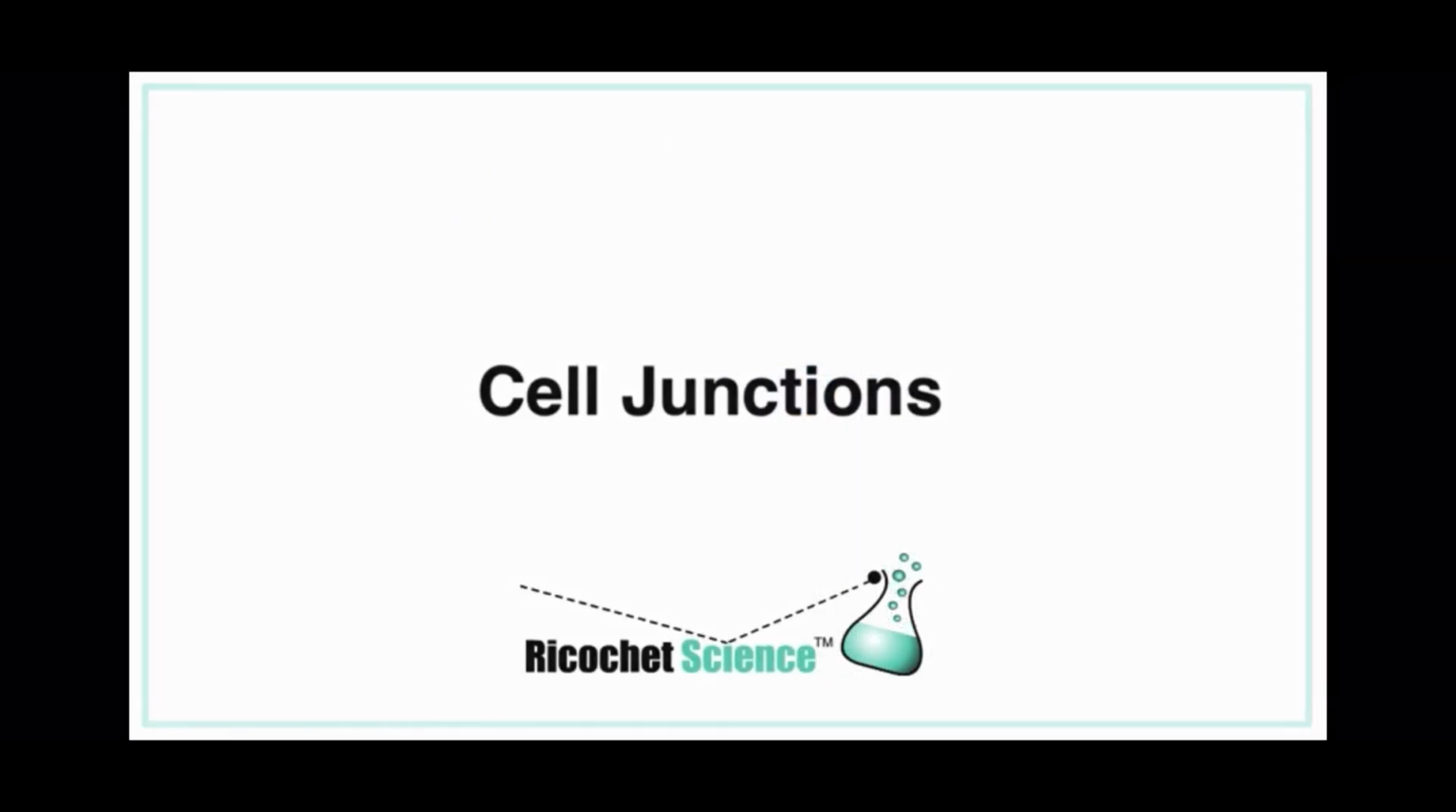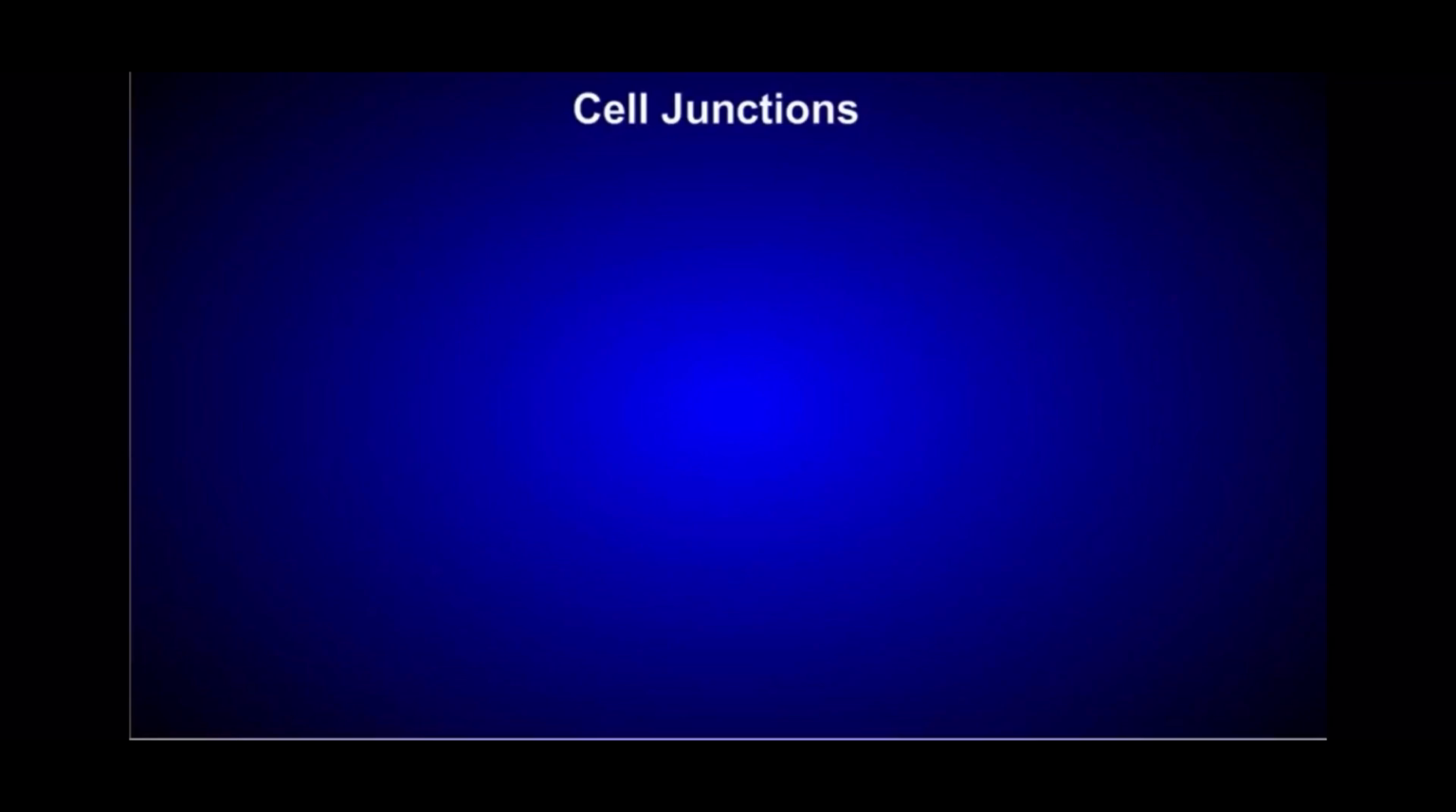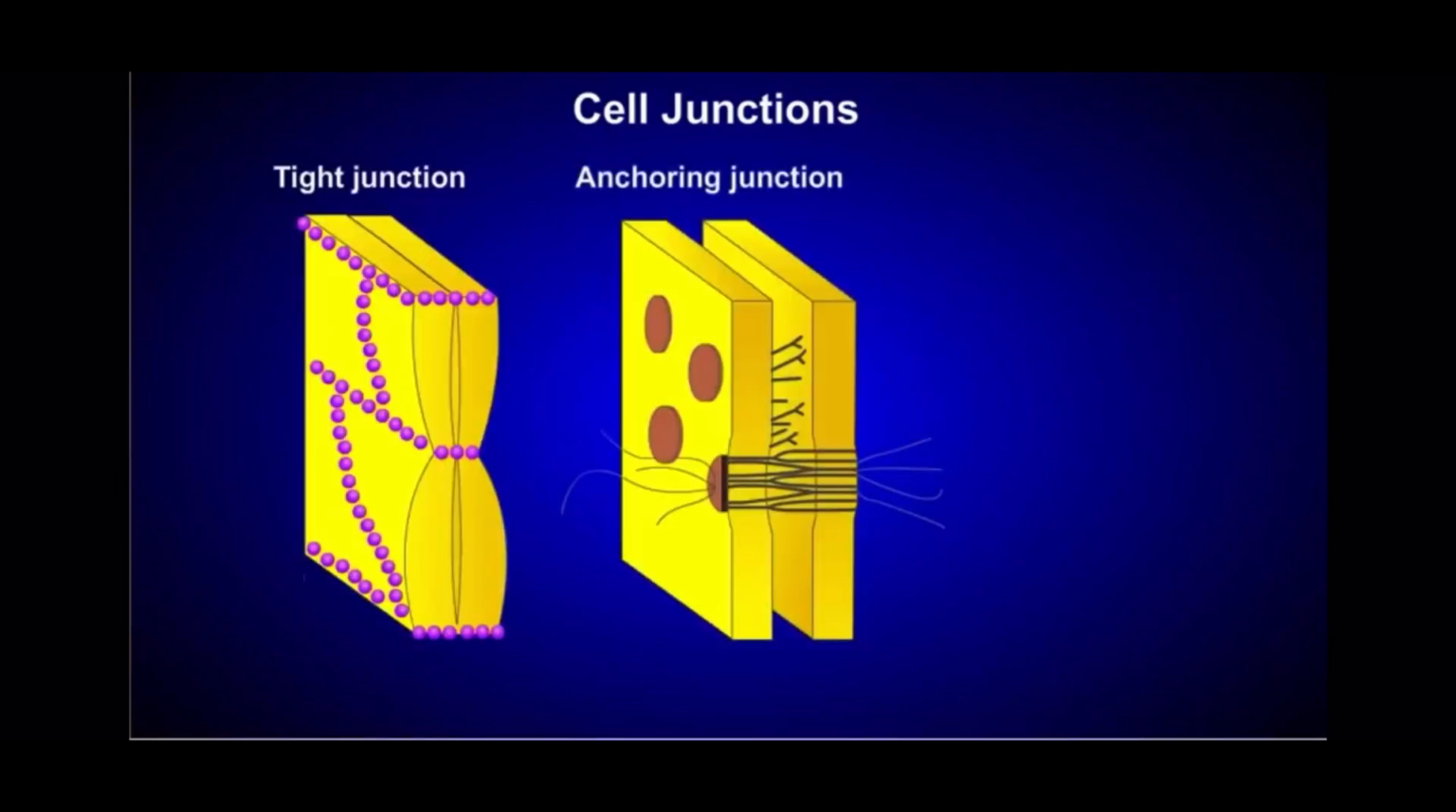When cells come in close contact with one another, they develop specialized intracellular junctions that help the cells communicate and connect. There are three major types of intracellular junctions in animal cells: tight junctions, anchoring junctions, and gap junctions.